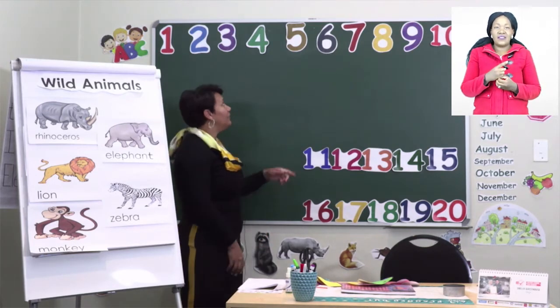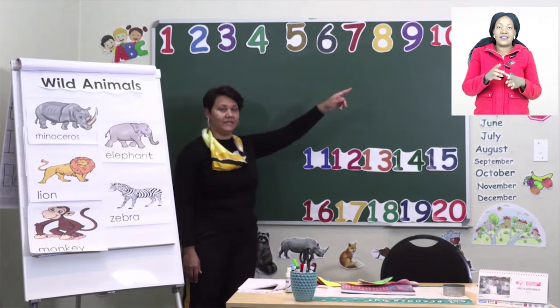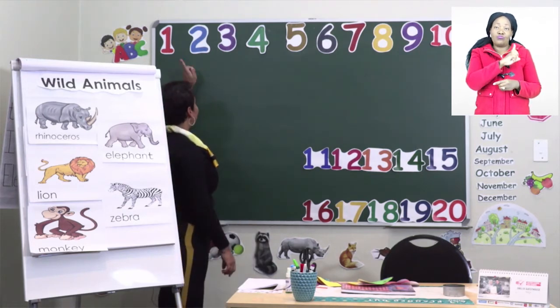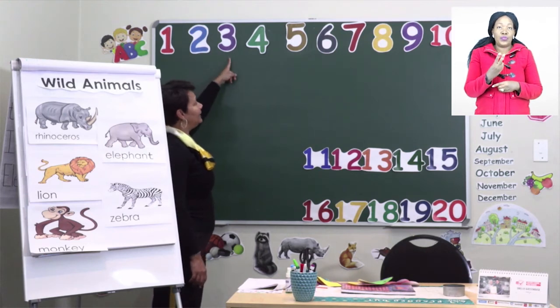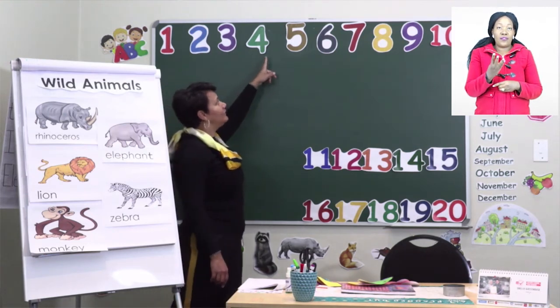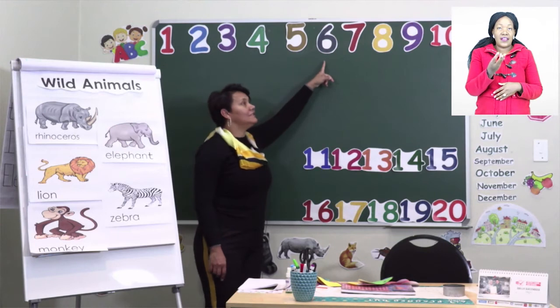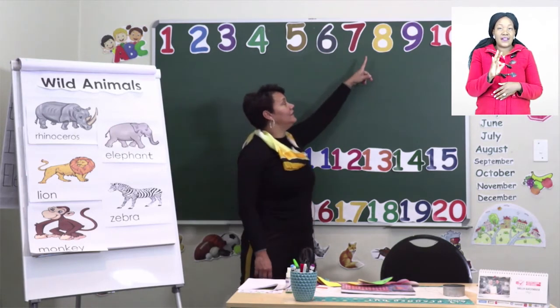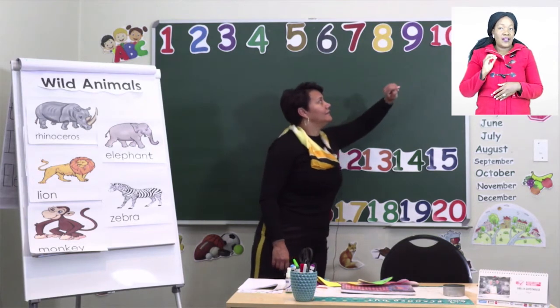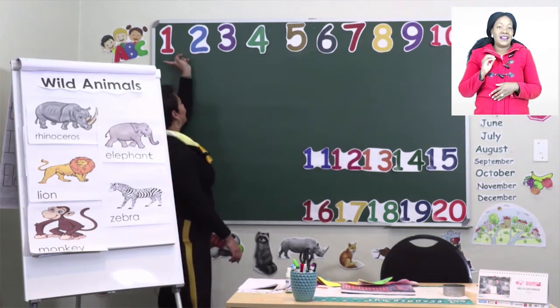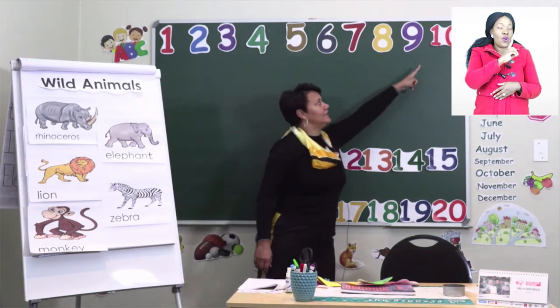Let's count from number 1 up to 10 first. Let's do it. Number 1, number 2, 3, 4, 5, 6, 7, 8, 9, 10. From number 1 up to number 10.